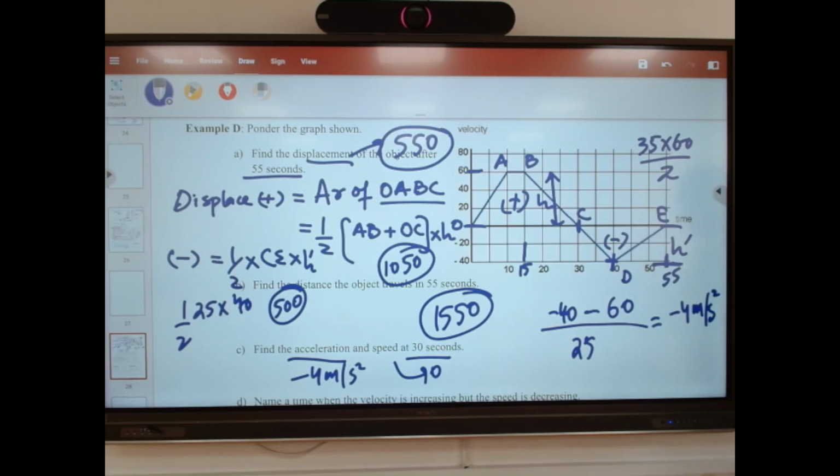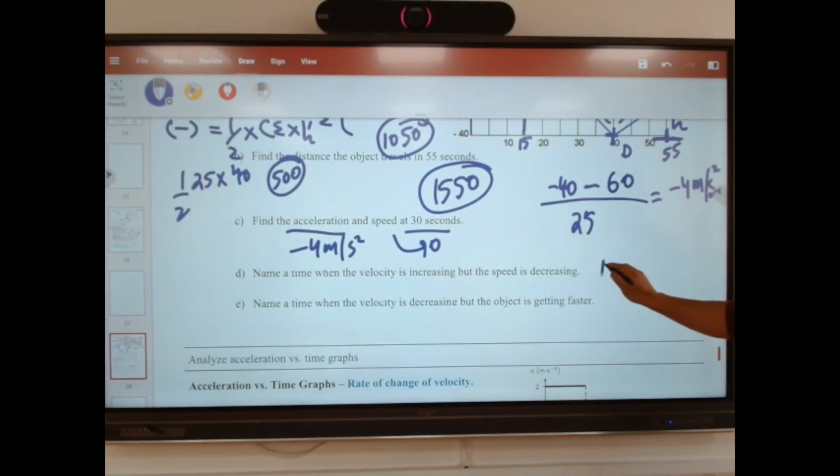See, what is the velocity at D? Negative 40. What is the velocity at E? 0. So velocity is increasing, isn't it? And what about the speed? The magnitude here was 40 and the magnitude here is 0. So it is slowing down, isn't it? So yes, it is from D to E. Is that clear?